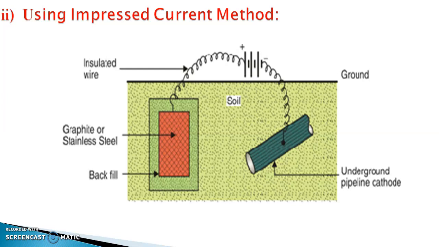Otherwise, the problem is associated with H2 liberation and OH minus formation. So these are called the limitations of your impressed current method.